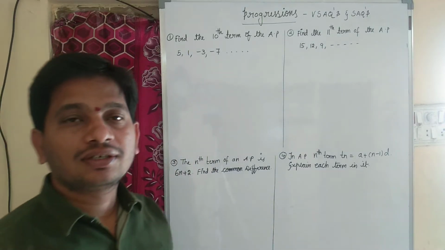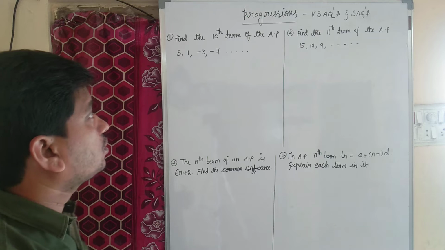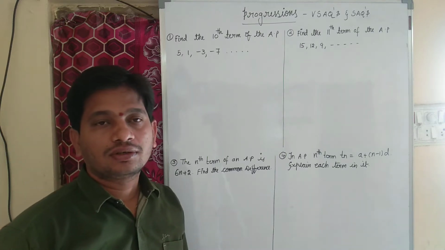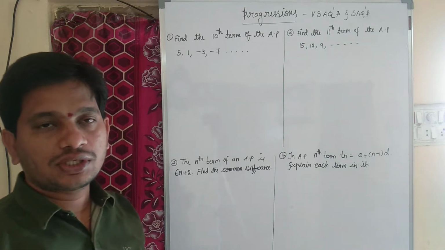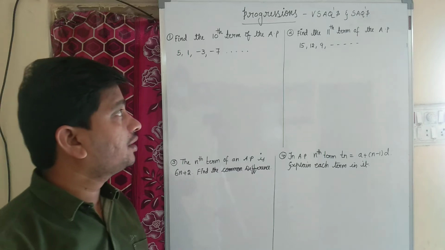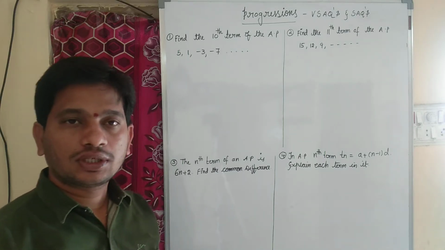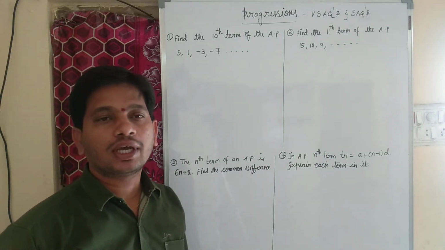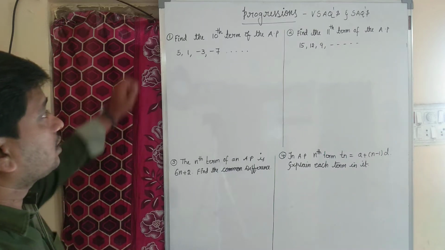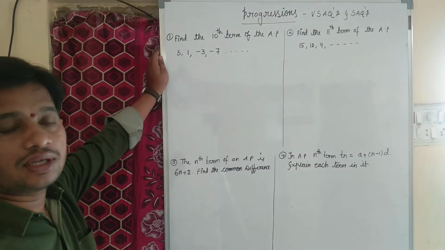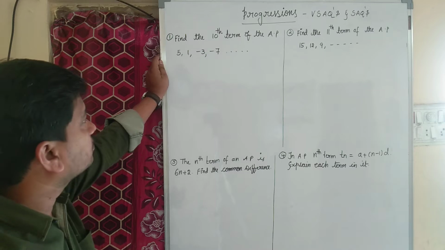And today's session, let us discuss progression, very short answer questions, 2 mark questions, and short answer questions, that is 4 mark questions. Okay, coming to question number 1, find the 10th term of an AP.